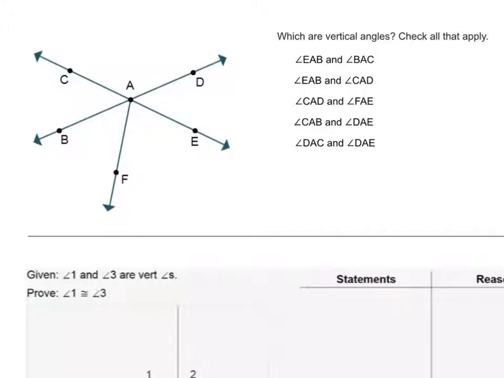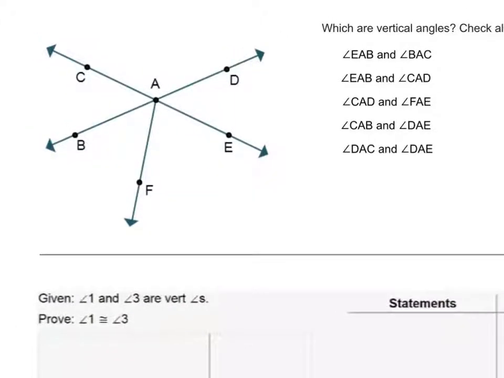On this next page, it says, which are vertical angles? Check all that apply. Let's take a look at this picture here real quick and do the same thing that I've been doing. Call these two angles here congruent because they're across from each other. I have these two intersecting lines. This line doesn't go all the way through. Then I've got these two pairs of vertical angles, because they're across from each other.